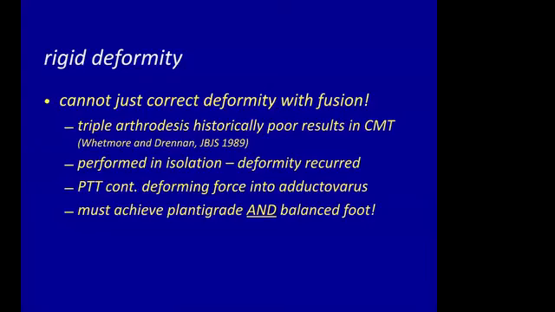Studies in the past, like this article that was published by Drennan, show that triple arthrodesis has historically resulted in poor results in patients with Charcot-Marie-Tooth, also known as hereditary sensory motor neuropathy. However, when performed in isolation, that is when the deformity occurs. So for these patients, even when the deformities are rigid, you must always remember that the deformity is not just bony, but there is a major soft tissue component, and therefore you will need to remove the deforming force and achieve a balanced foot, even if the deformity is rigid.